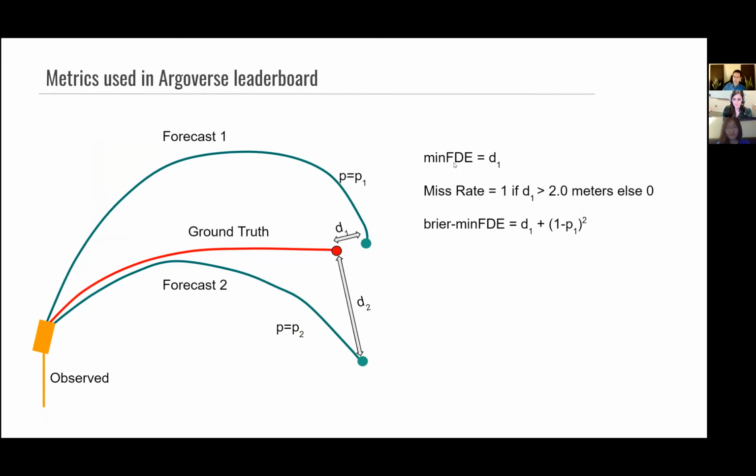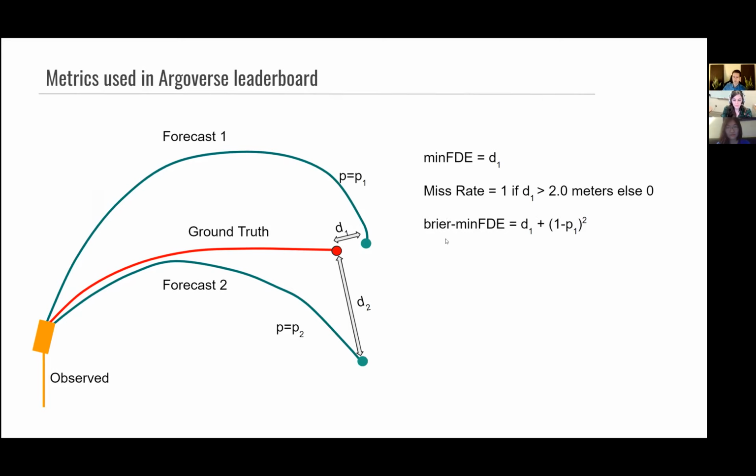And so in the past, we've just evaluated these by what we call minimum final displacement error, minFDE, D1 here. And the lower, the better, of course. We've also looked at miss rate, which is just a hard thresholding on that, basically saying if your error is less than 2 meters, you got it right. If it's more than 2 meters, you got it wrong.